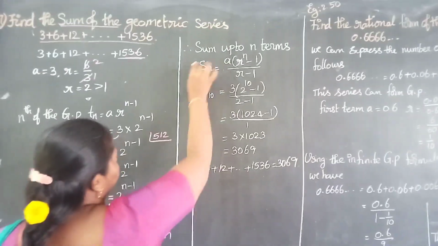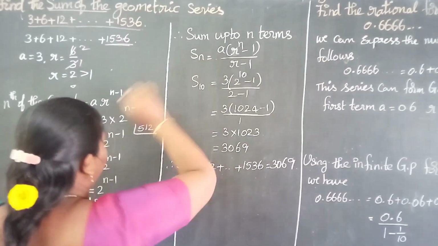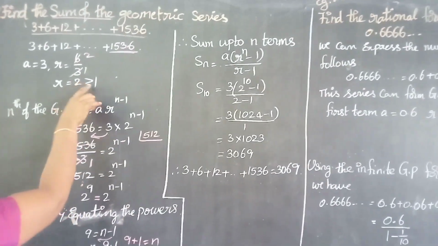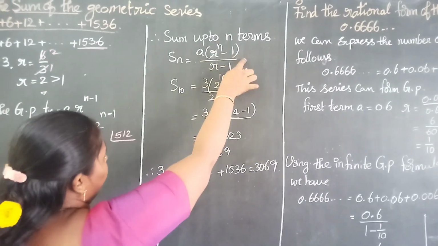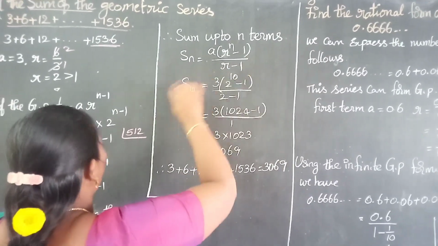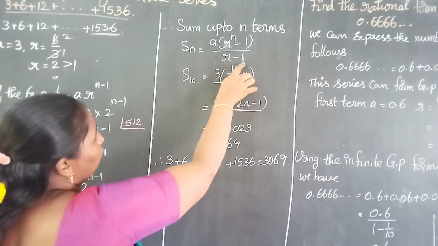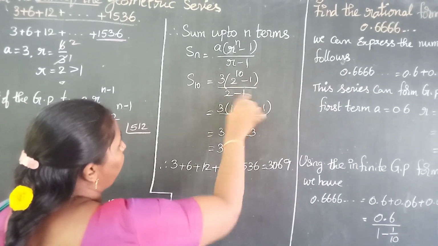Next, move on to Sn, the sum up to n terms. Here r is greater than 1, so we have to use this formula: a into r power n minus 1 by r minus 1. So 3 into 2 power 10 minus 1 by 2 minus 1.